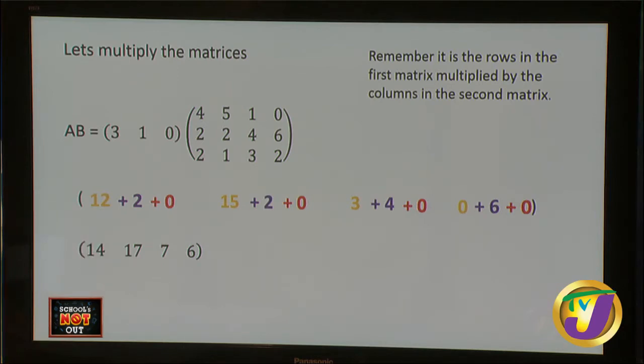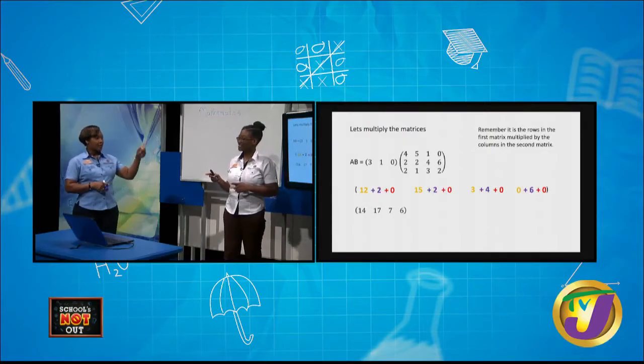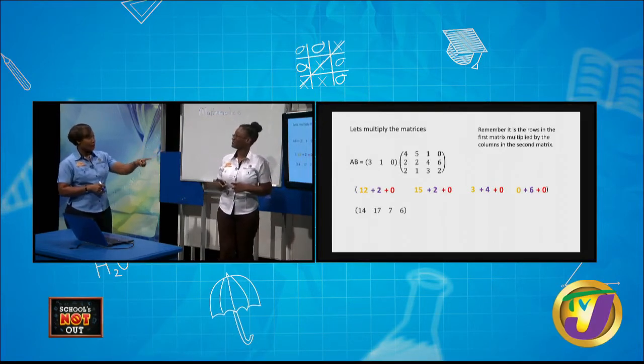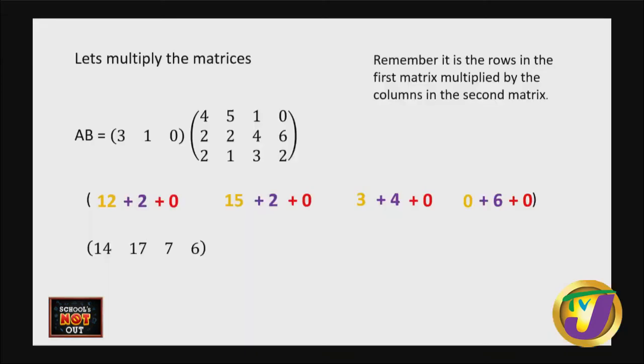And these numbers sound familiar. Because if we remember the table that we're looking at, J would have gotten 14 points. K would have gotten 17 points because they were on top of the board. L would have gotten 7 points. And M got the least, and they got six points.